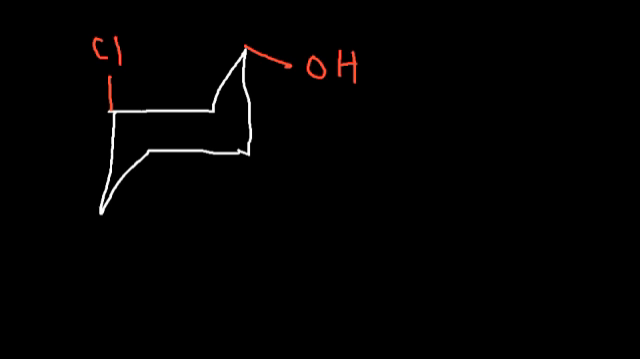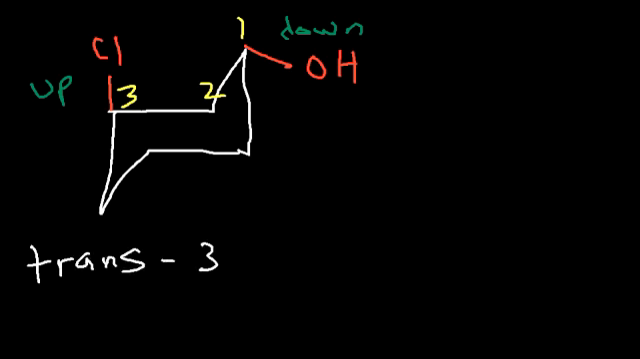Try this one. So we have an alcohol on 1 and a chlorine on 3. Now the chlorine is in the axial up position, the OH is in the equatorial down position. So because one is up and the other is down, it's trans again. So it's trans-3-chloro. And we don't have to say 1-cyclohexanol because the OH is going to be on carbon 1. So this is just 3-chlorocyclohexanol.